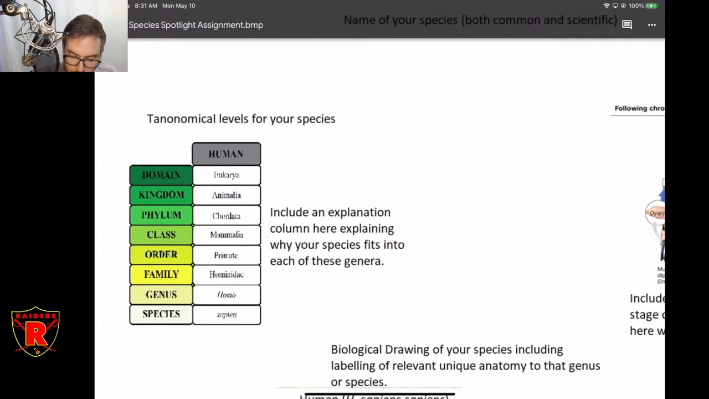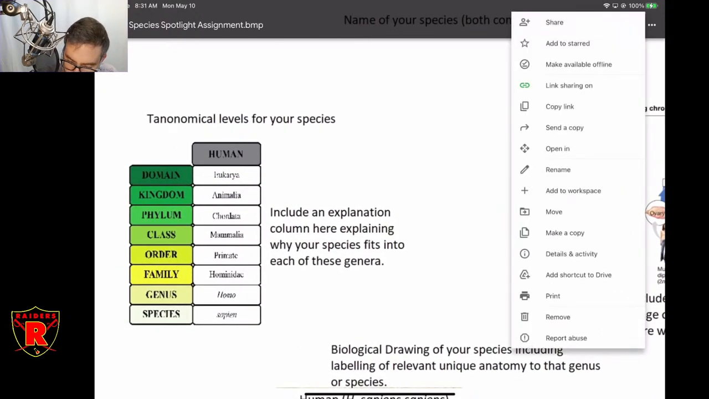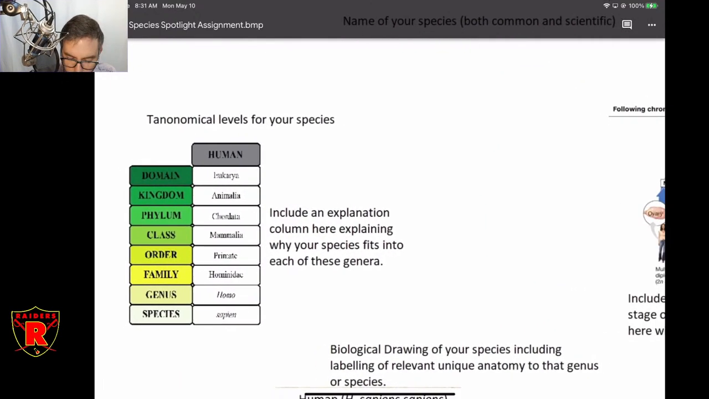And then you'll have a third column. There's no way for me to write on here, is there? The third column will go right where it says include an explanation column here. You'll have a third column that explains why your species fits into each of those categories.